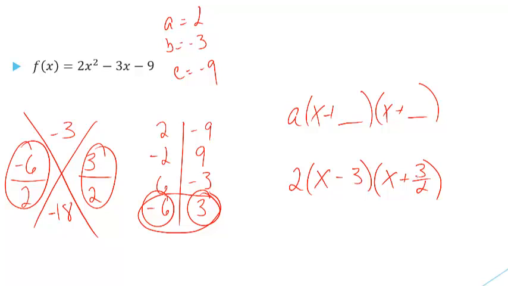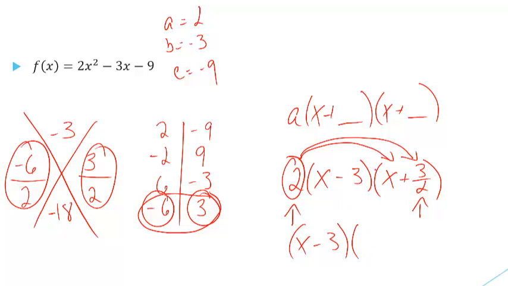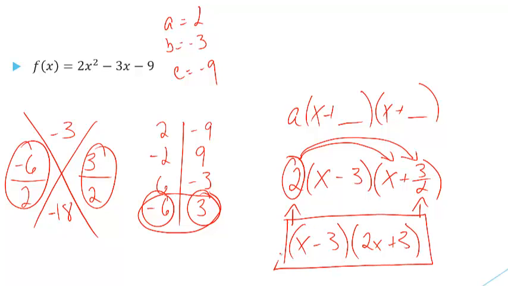Alright, so now, if you notice here we have a 3 divided by 2. We have a fraction, but we don't like fractions. If you also notice, we have a 2 here. So we can go ahead to get rid of this fraction, multiply, or distribute our 2 into that part of the equation. So we will officially have x minus 3 times 2 times x is 2x. 2 times 3 over 2 is just 3. So x minus 3 times 2x plus 3 is our solution.